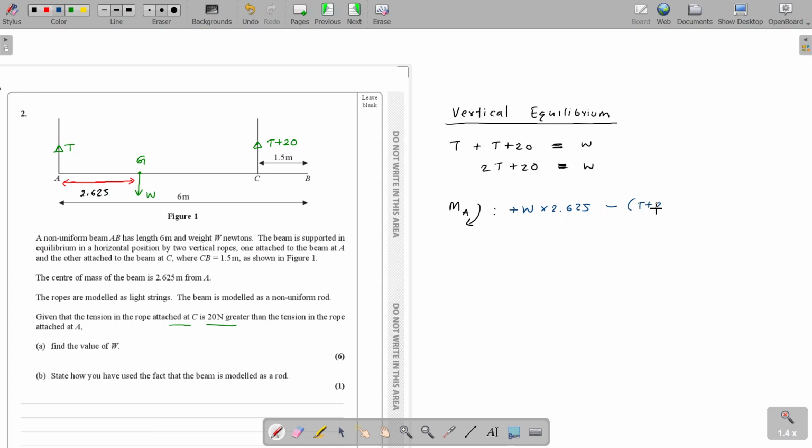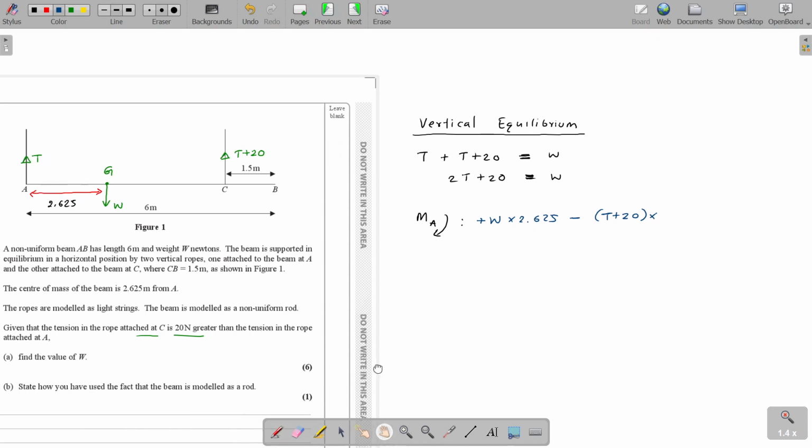T plus 20 into how much is the distance? So you have to subtract, right? The whole distance is 6 meters. 6 minus 1.5 is 4.5 meters. Is that correct? So here T plus 20 into 4.5. Do you agree with me? Okay, so then this is equal to 0. There are no other forces here that give moments. Only W and T plus 20.